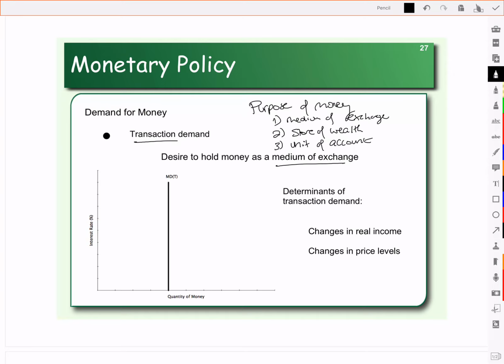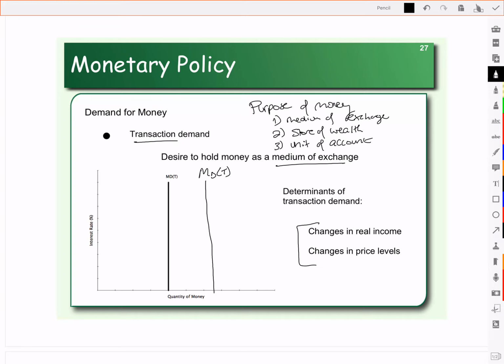So is a change in price levels. So if goods are now more expensive, you're going to need more cash to buy the same stuff. So in order to buy those things, to use money as a medium of exchange, you're going to have more transaction demand. You're going to demand more cash so you can pay that more expensive price for things. Okay? So whenever there's a change in real income or a change in price levels, it's going to shift the transaction demand for money.